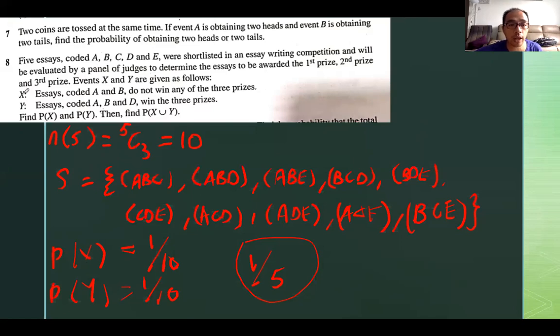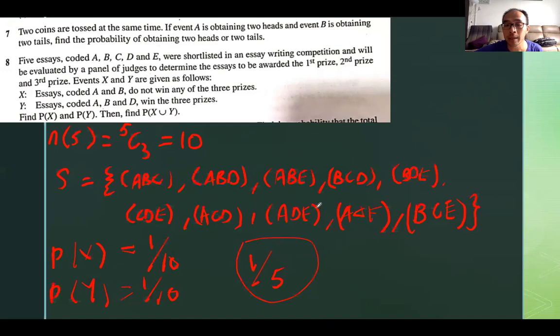Explanation. Okay, I'm assuming that you're saying event Y. So event Y is essays coded A, B, D win the 3 prizes. Okay, so if you look at A, B, and D, A, B, and D.